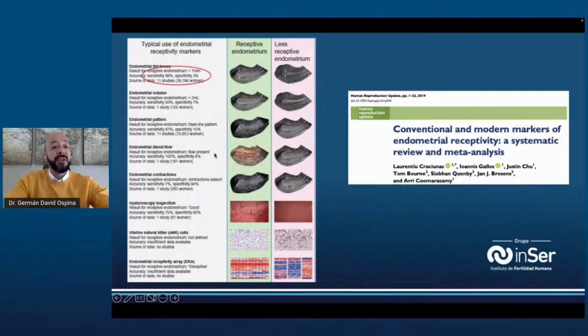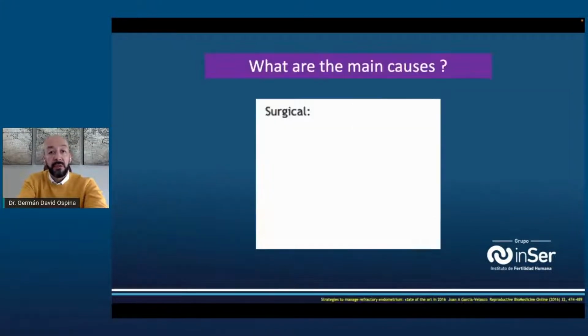But if you see here, the thickness continues to be a good marker with a sensitivity of 99%, but with a specificity of only 3%. The other interesting finding here is the blood flow, because if you see here in the left part of the image, this is an endometrium with a very good flow, but on the other side of the picture, this is an endometrium with a very poor flow of blood. Then it seems that the flow and circulation of the vessels in the endometrium are related with a better implantation rate.